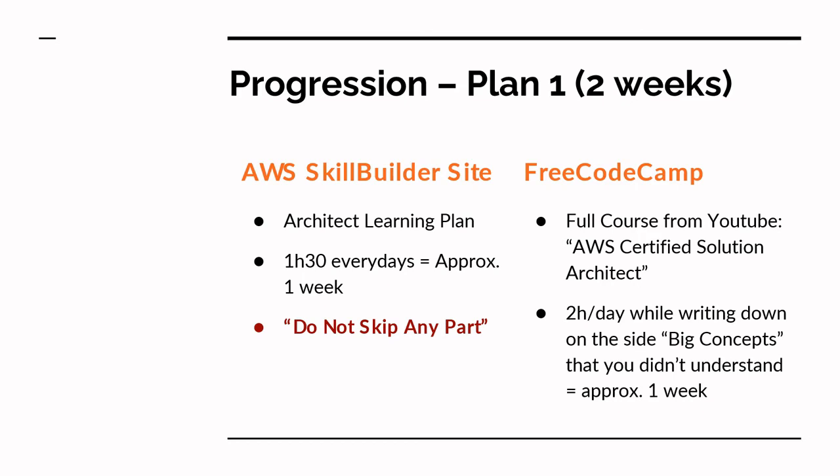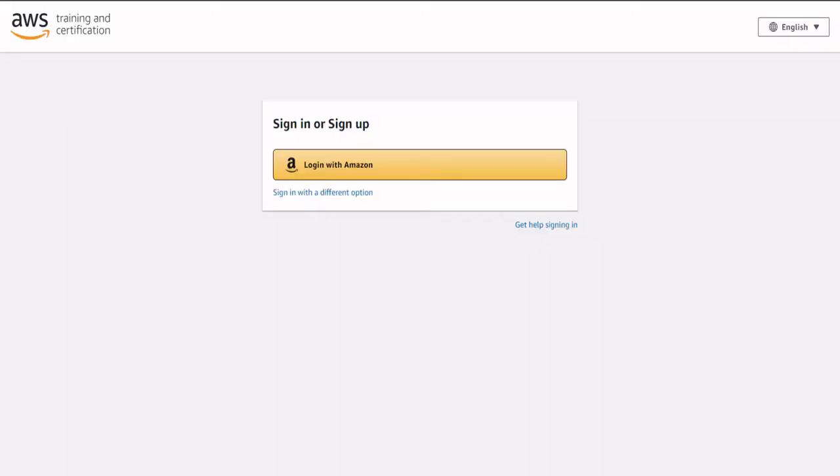freeCodeCamp for the 2nd week. This is a YouTube channel. AWS Certified Solution Architect, that's the name of the video. 2 hours every day while writing down on the side the big concepts that you didn't get. And it's also gonna take approximately a week. So don't forget this step where you write down on the side all the concepts that you didn't understand, because in the next plan you will see we will use them.